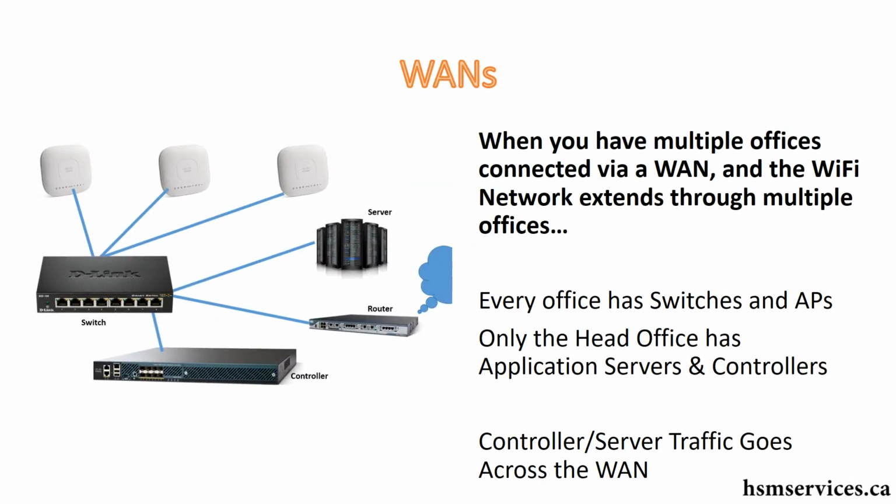And then you need to consider wide area networks. So, if you have many offices and they're connected via WAN, and you've got Wi-Fi in every office, and now you've got a situation. And we're going to talk about how to handle that situation. The main problem is that you've got switches and access points in every single office, and then you might stick your AP controller and your servers only in the head office, and then all that AP traffic goes over the WAN, and all the traffic to the application server goes over the WAN.